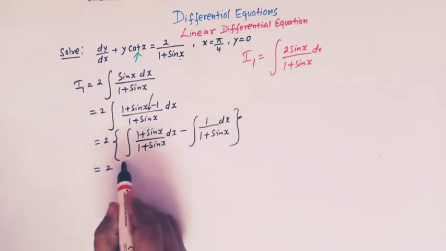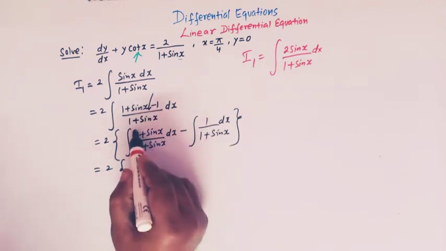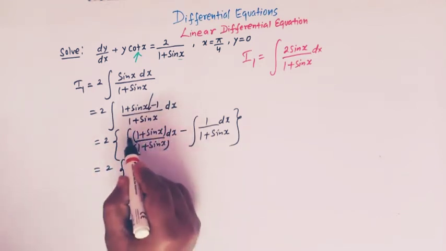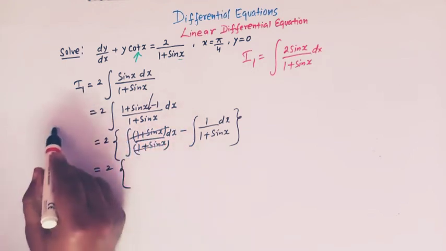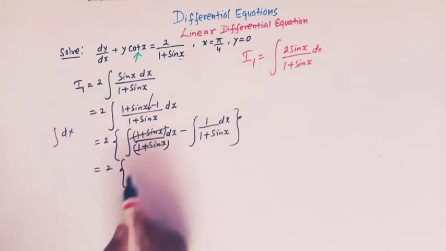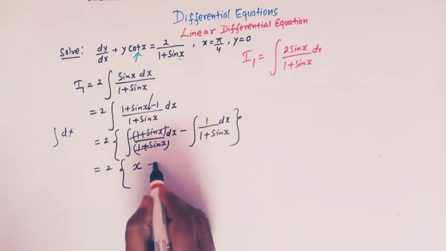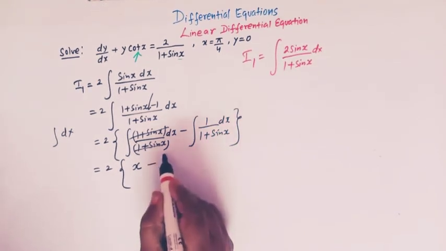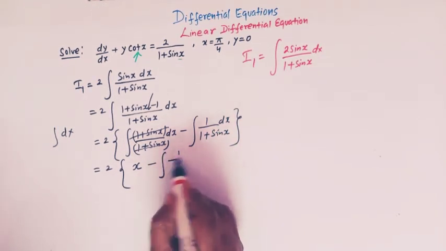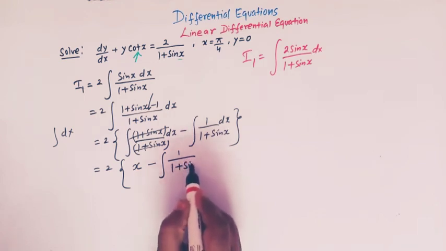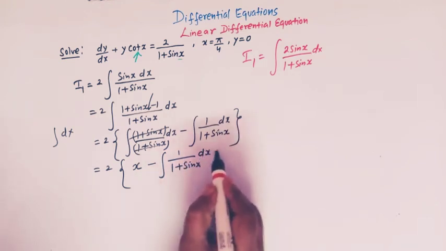Now these two terms get cancelled, and we have integral of dx, which is simply x, and here we have integral of 1 over 1 plus sin x dx.